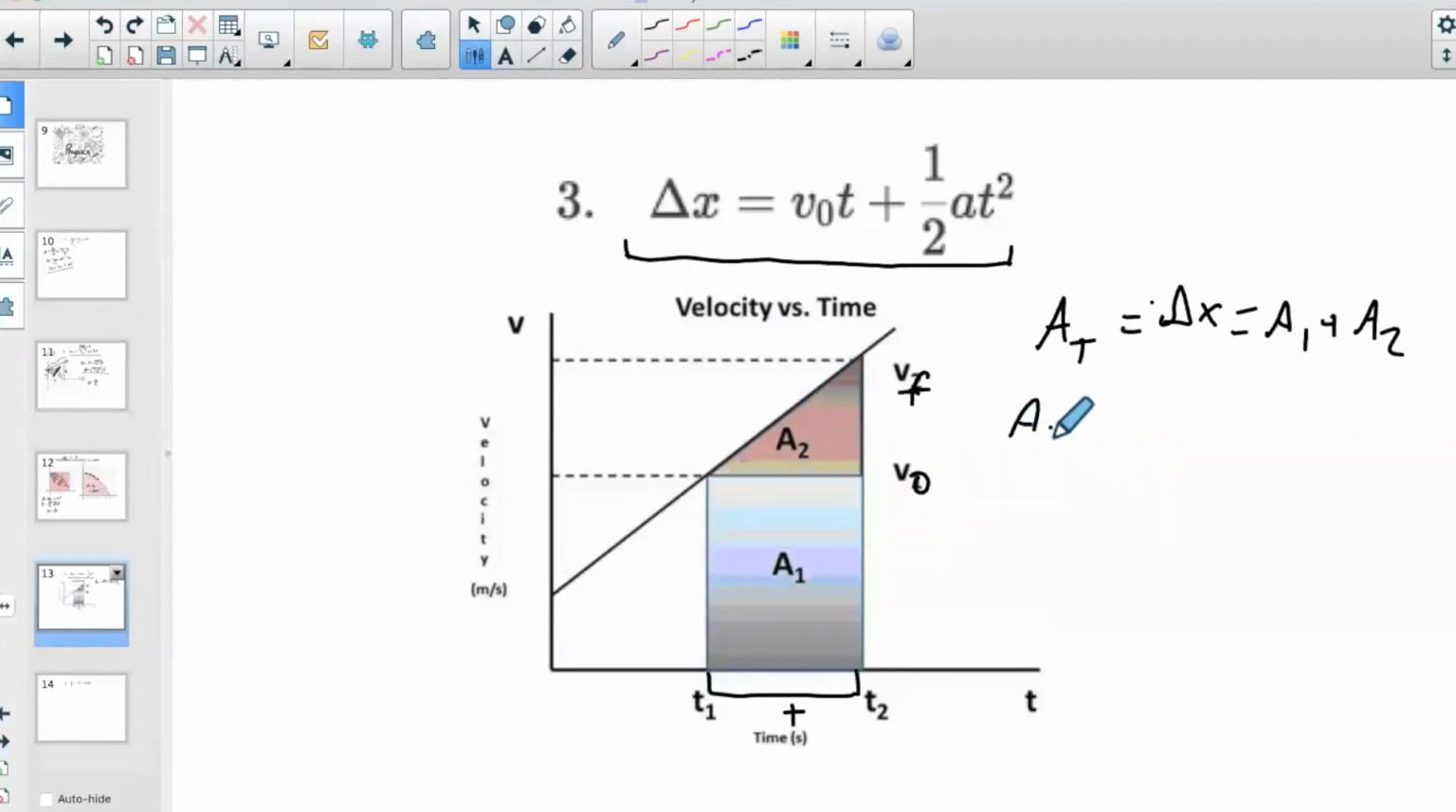So let's look at area 1. What is area 1? It's just a rectangle. The height of that rectangle is V naught and the base is T. So it's base times height, which is V naught T. So that kind of looks here. You see where we got that from?